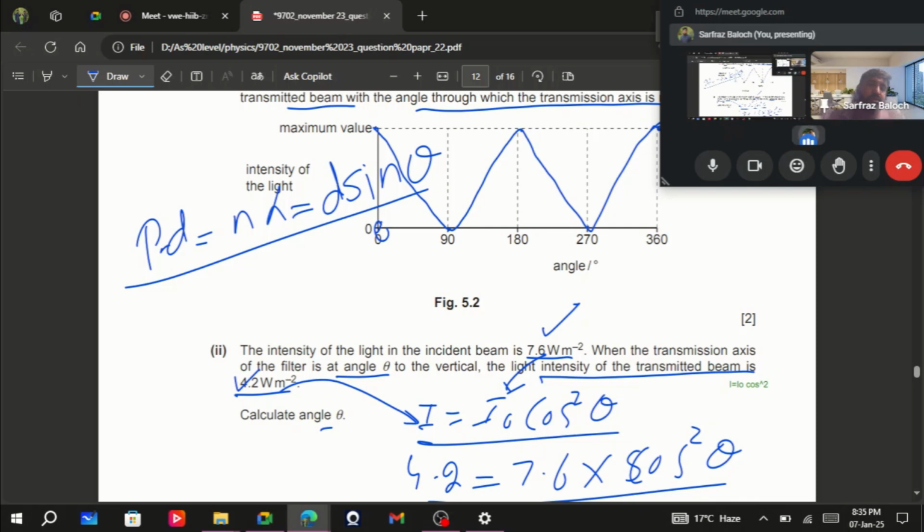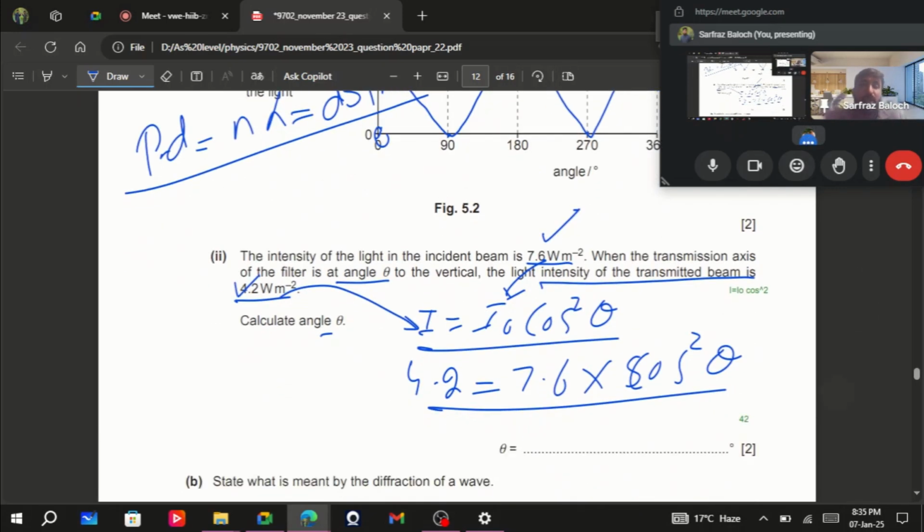What is the path difference for constructive interference? It is a whole number multiple of lambda: one lambda, two lambda, three lambda. And what about destructive interference? It's 3 lambda over 2, which means a half integral multiple. Okay, half integral.